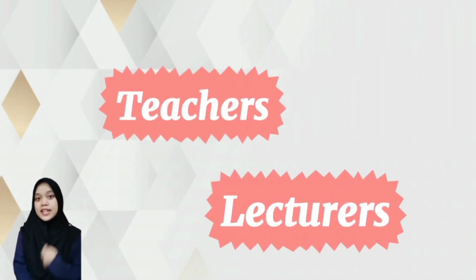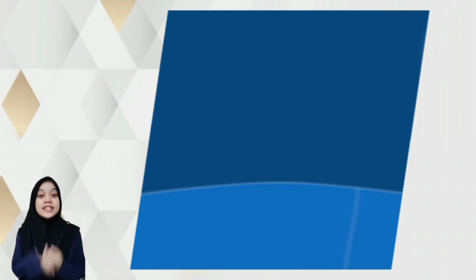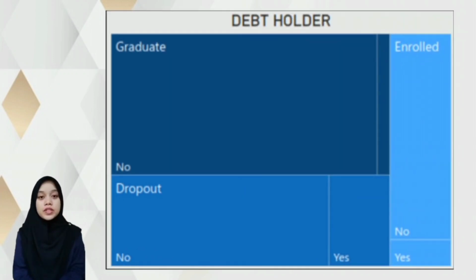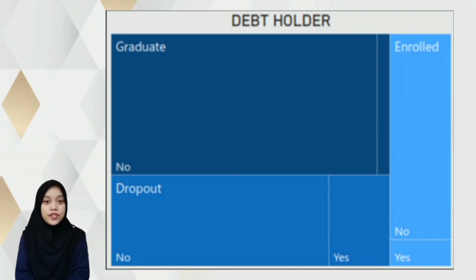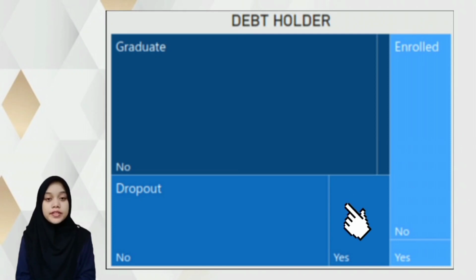As we know, the target users are teachers and lecturers. So, this is the tree map graph that explains student academic status, whether they are a debt holder or not. From this tree map graph, our target users can see that most students are not a debt holder in all three categories, which are graduate, dropout, and enrolled students. But among the dropout students, the number of students who are a debt holder is greater than in the other two categories.